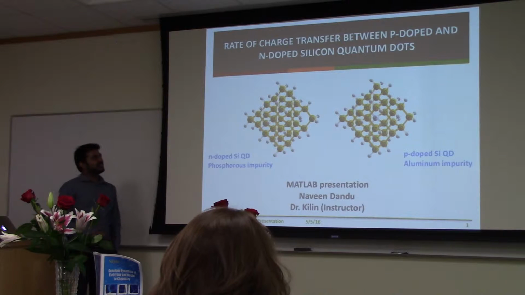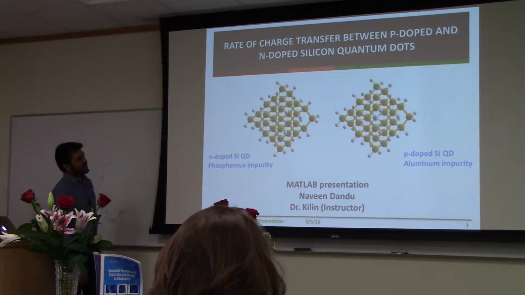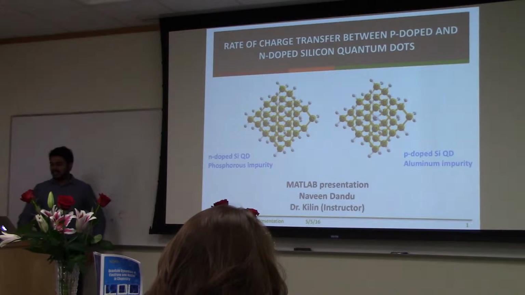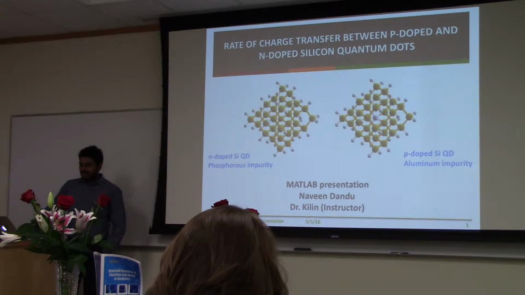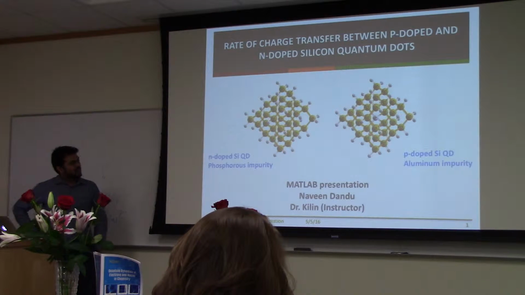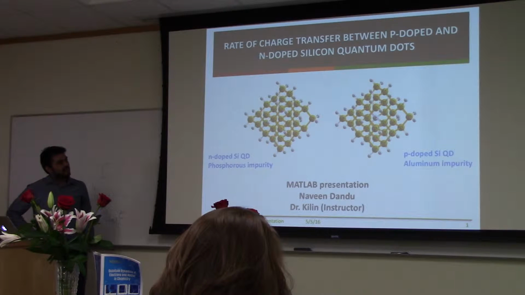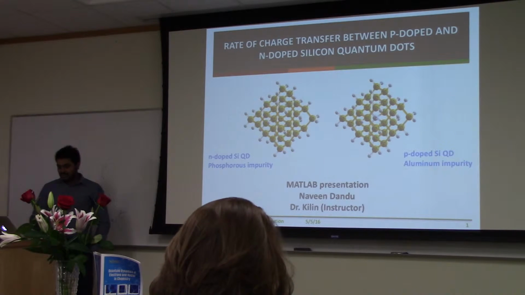Hi everyone, today I'll be discussing my MATLAB research on a topic called rate of charge transfer between p-doped and n-doped silicon quantum dots. As you can see in the picture, these are the two silicon quantum dots. One is doped with phosphorus, which is n-doping. The right side figure is where aluminum is an impurity, and it introduces p-doping in the quantum dot.